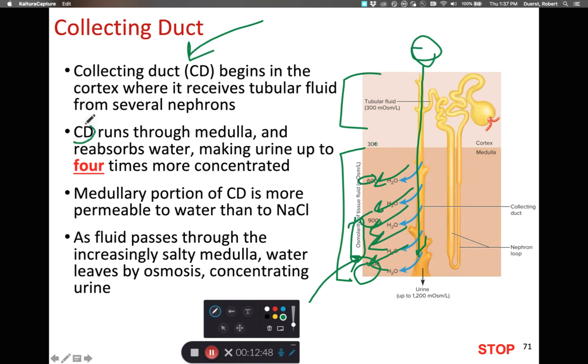So as the collecting duct runs through the medulla, it makes the urine 4 times more concentrated at the end compared to the beginning. So we go with the urine having an osmolarity of approximately 300 milliosmolars all the way up to the urine having an osmolarity of approximately 1200 milliosmolars.